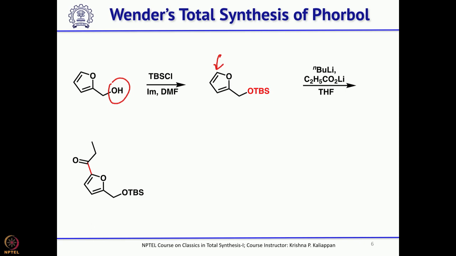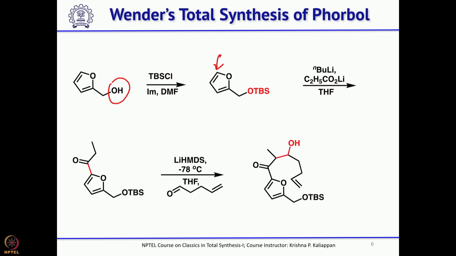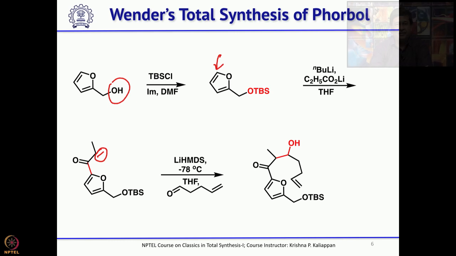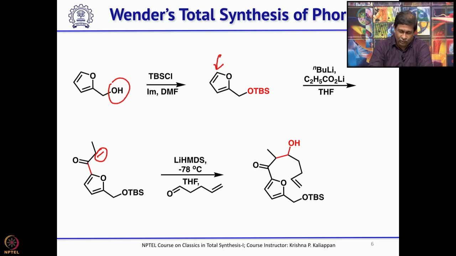Then he carried out an intermolecular aldol reaction. First you generate the enolate with lithium hexamethyldisilazide and quench with this pentenal. You generate the aldol. So this is an aldol. Now you protect the hydroxyl group.